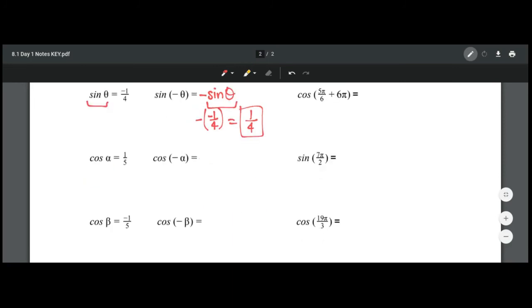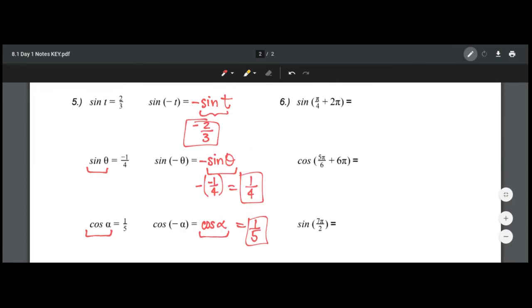For cosines, when we do the opposite angle identity, cosine of negative alpha is going to be equal to cosine of positive alpha, and cosine of negative beta is going to be equal to cosine of positive beta. So whatever answer we had for cosine of alpha earlier, we would just replace, and this would give us 1/5. And for the next one, cosine of beta was negative 1/5, and so that stays the same here.